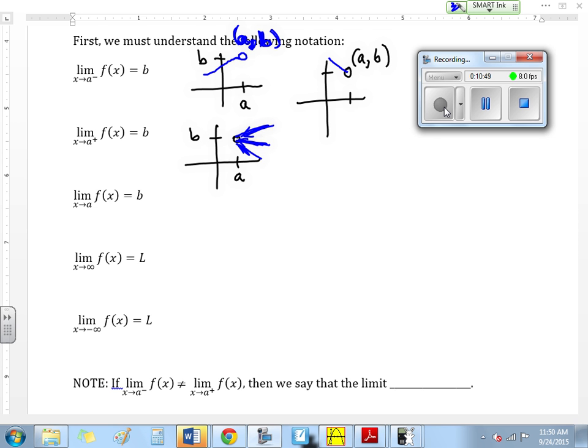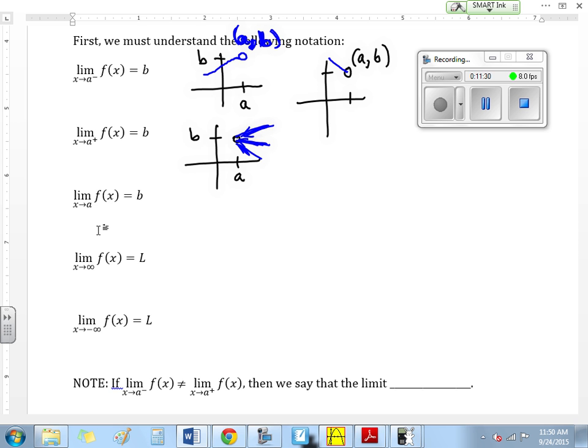Okay, what does this next one mean? Notice the only difference between this one and the last two is I did not put on a what? It just says x goes to A. It doesn't say x goes to A from the left or the right. So if I don't tell you which side to come from, then you have to come from both sides. So this is called a two-sided limit. It means the curve is on both sides, and it comes in towards the point AB.